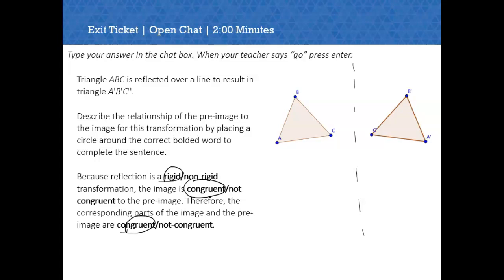So what does that mean, corresponding parts? That means line segment AB is congruent to line segment A prime B prime. Angle C is congruent to angle C prime. So any of these parts that match up are going to be the same size and shape from pre-image to image.